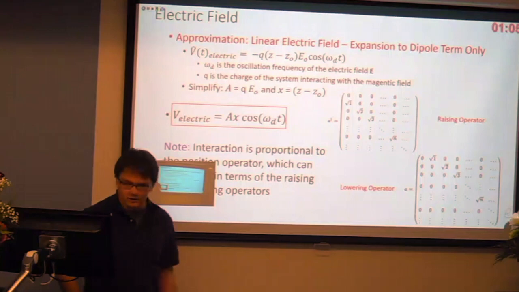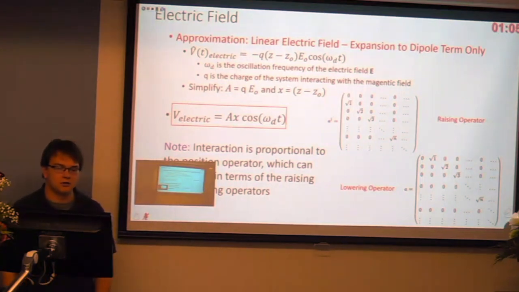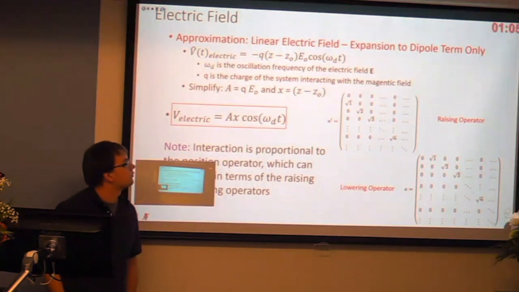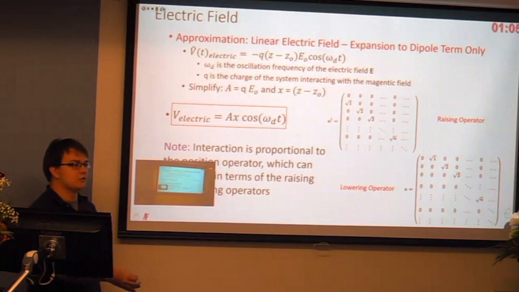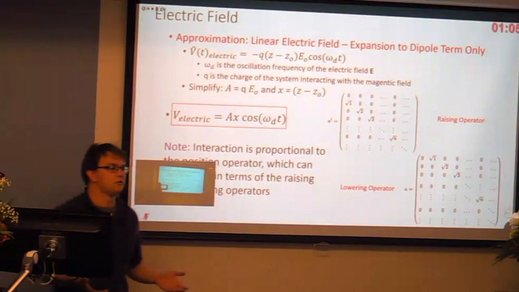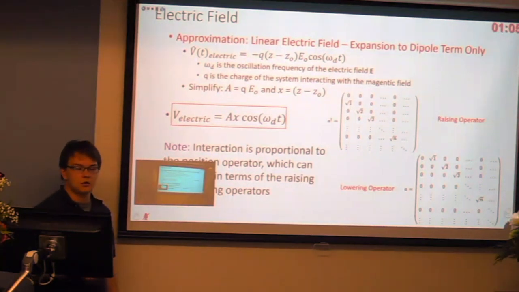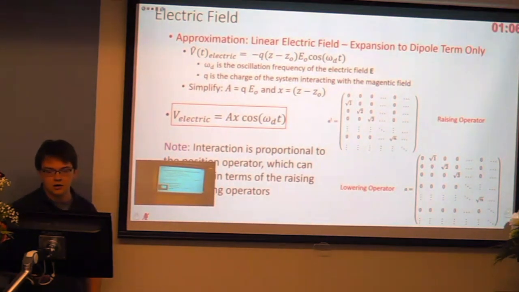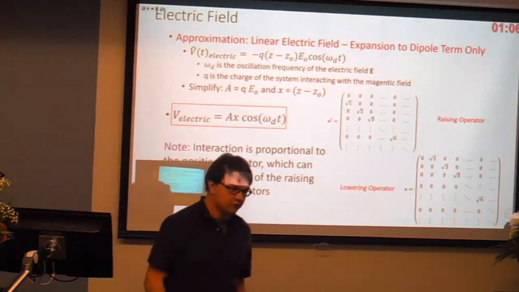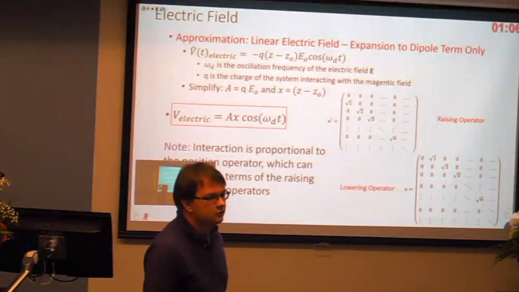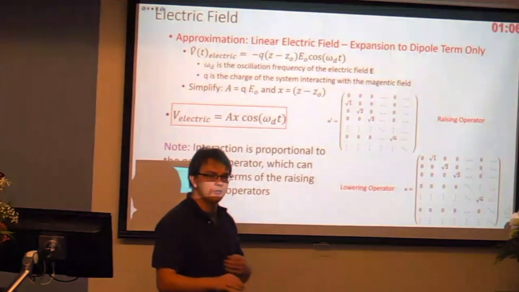To model the electric field, we've done the linear dipole approximation. That's shown on the top line there, where it's proportional to the charge, the offset, and it oscillates in time, so I've attached the cosine function to it with some driving frequency. I've reduced the amplitude, the Q and the factor, to just A for simplicity. Of course, the electric field is proportional to the displacement, so we can rewrite the displacement in terms of raising and lowering operators, just to tie back to class a little bit.